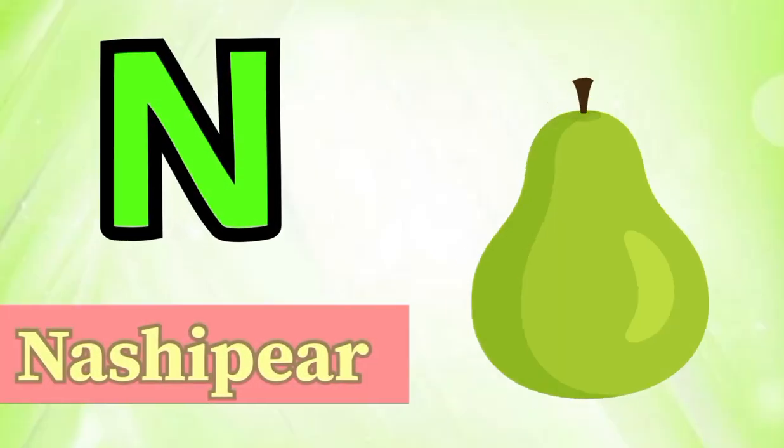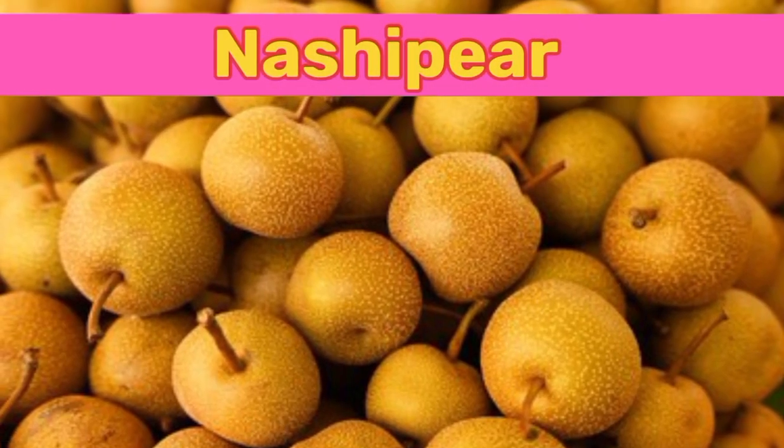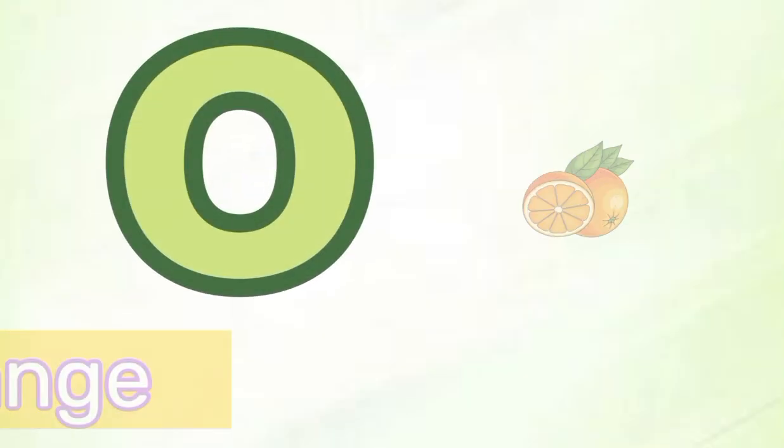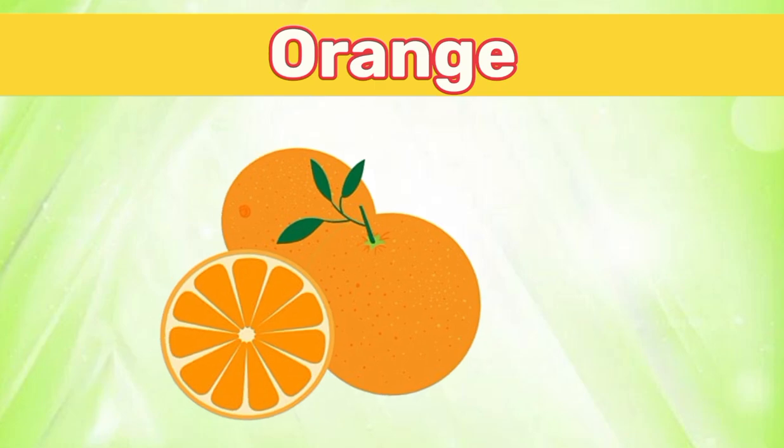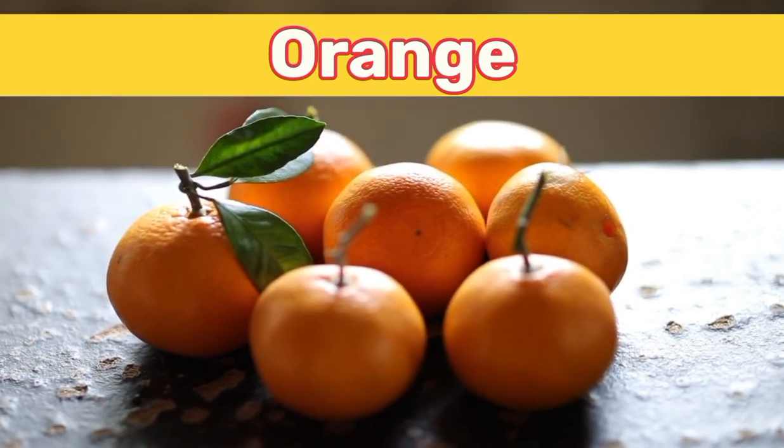N for nashi pear. O for orange. Orange. Look, oranges are juicy.